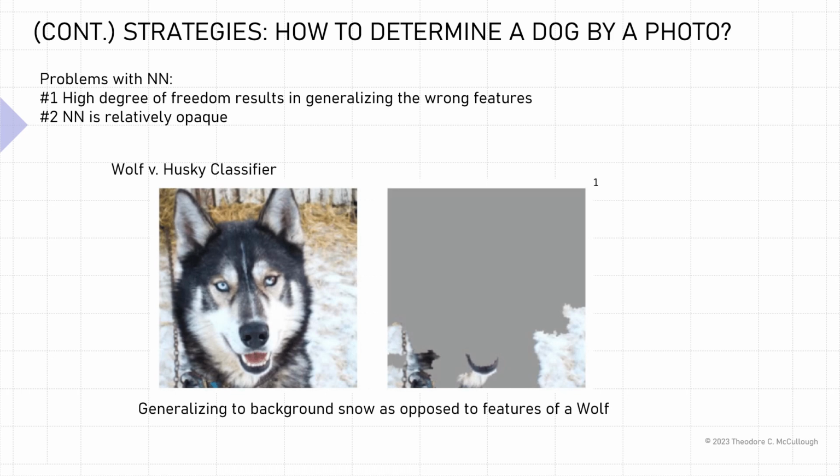With respect to this issue of generalizing the wrong features, take, for example, the case of a neural network classifier that determines whether an image is of a wolf versus a husky. Shown on the left is an image of a wolf. Shown on the right, using LIME, we see that the neural network classifier is generalizing the background snow as opposed to features of the wolf to determine whether or not the image is of a wolf. This is particularly problematic if we're talking about such things as a neural network classifier that determines whether or not an X-ray depicts a cancerous tumor, or say another neural network classifier that determines whether or not someone is a suspect in a crime or not.